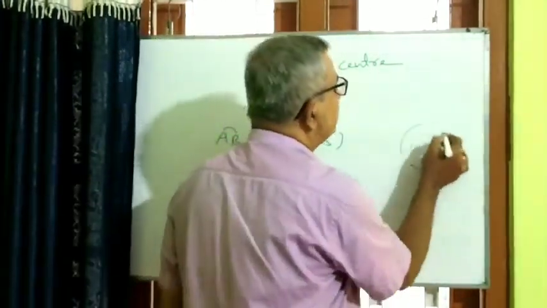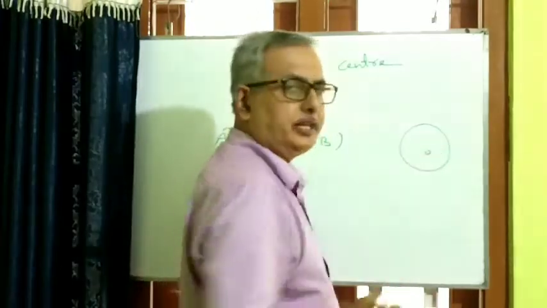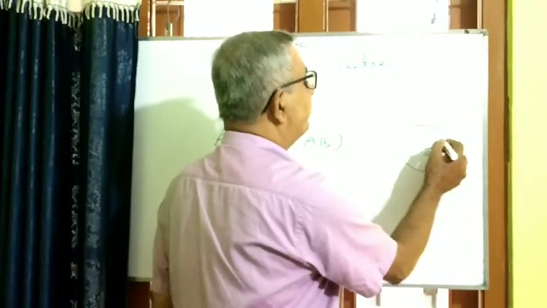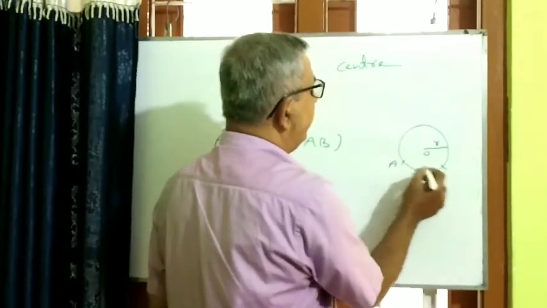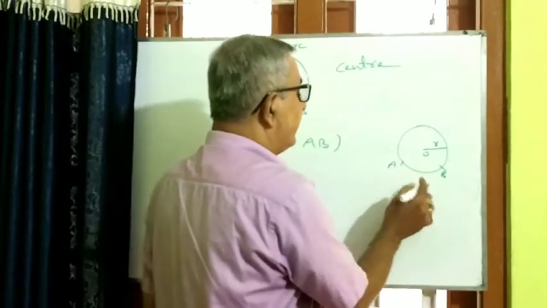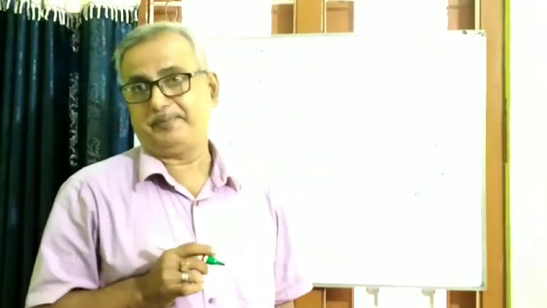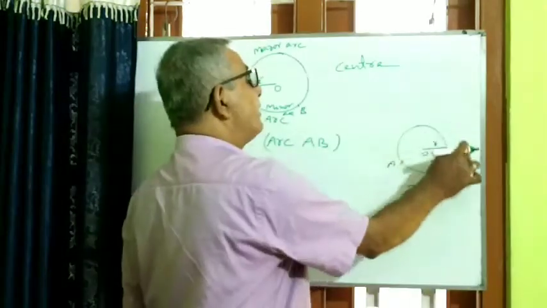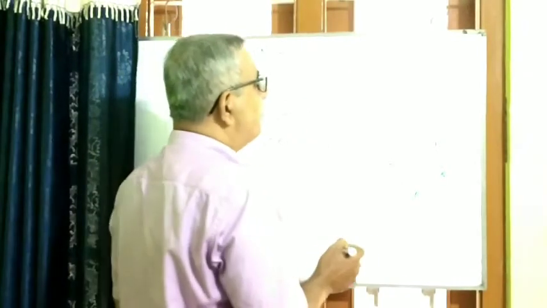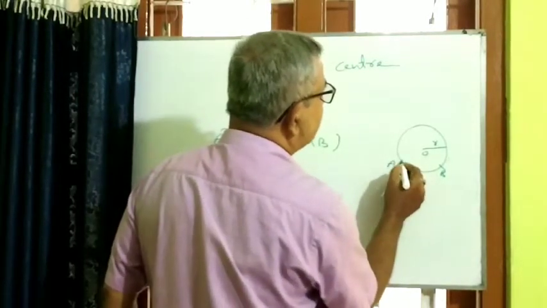My dear students, so many things you came to understand. This is the circle. This is the center of the circle. This is the radius. This is arc AB. And there are two types of arc, major arc and minor arc. Clear? This will be called the major arc, and this smaller arc will be called the minor arc.